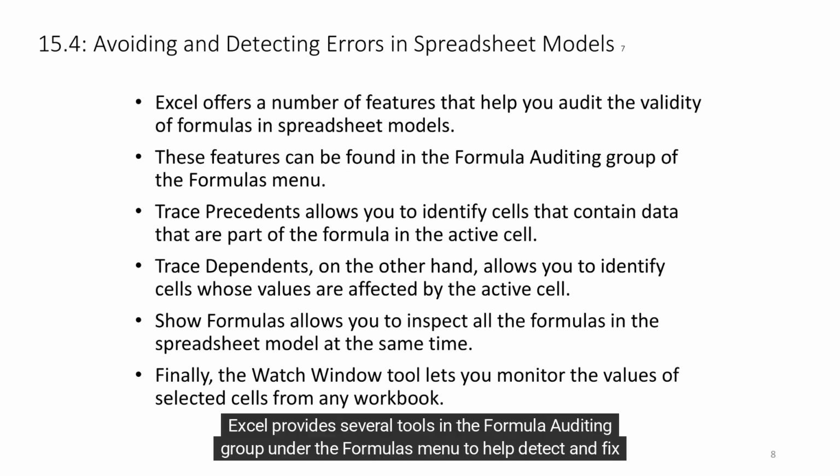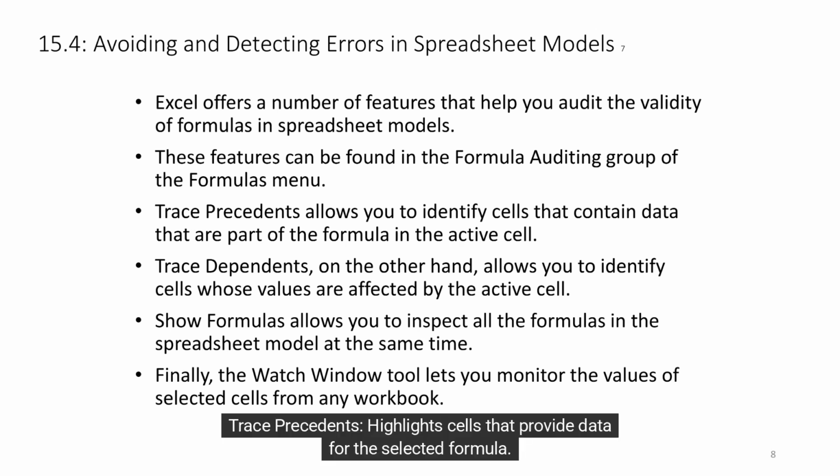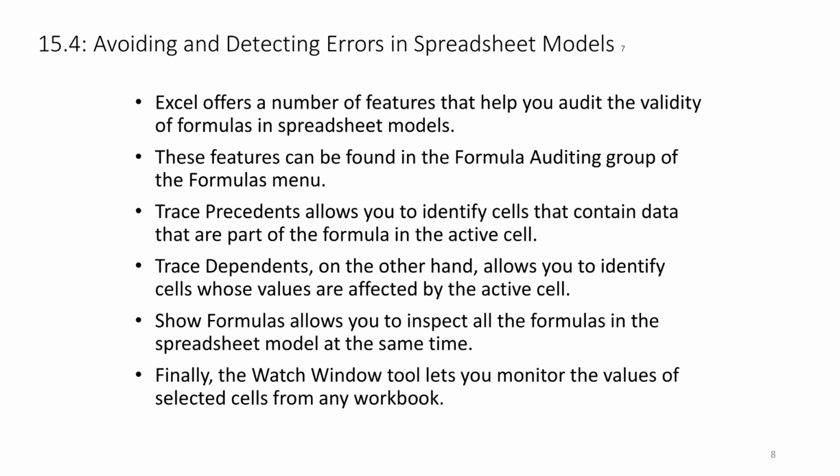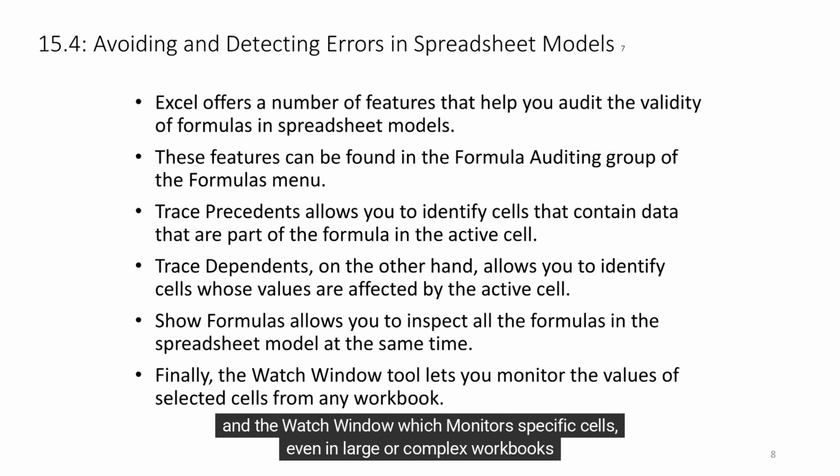Excel provides several tools in the Formula Auditing group under the Formulas menu to help detect and fix errors. Trace Precedence highlights cells that provide data for the selected formula. Trace Dependence highlights cells affected by the selected formula. Show Formulas displays all formulas in the spreadsheet for review, and the Watch Window monitors specific cells even in large or complex workbooks.